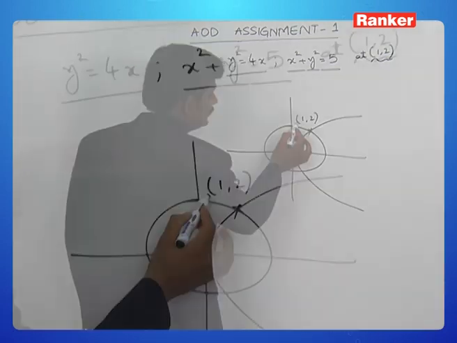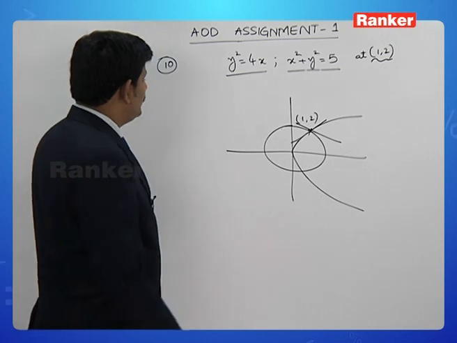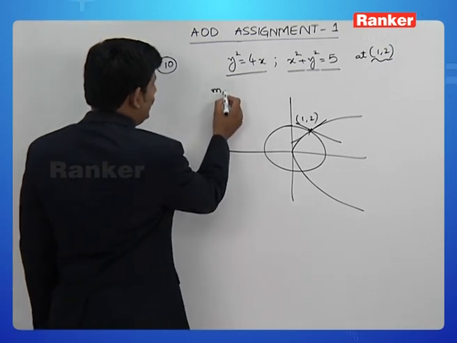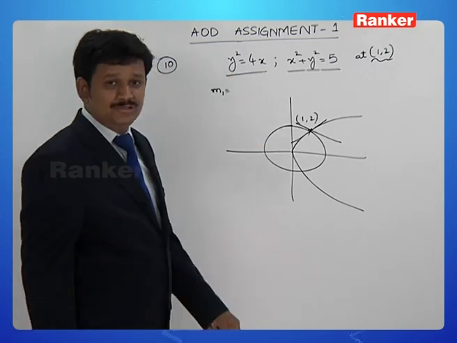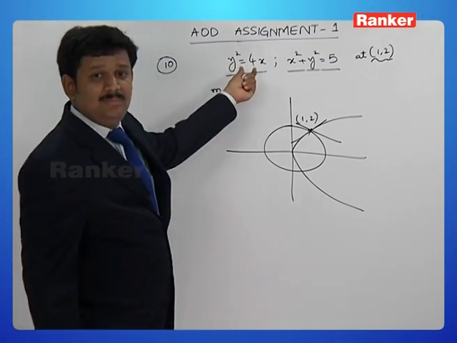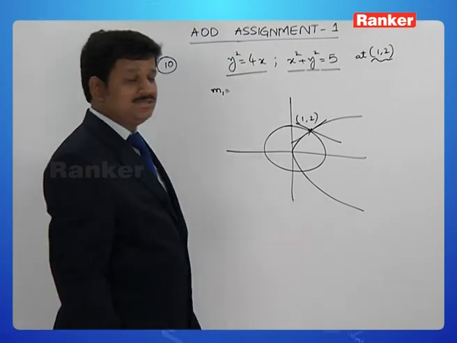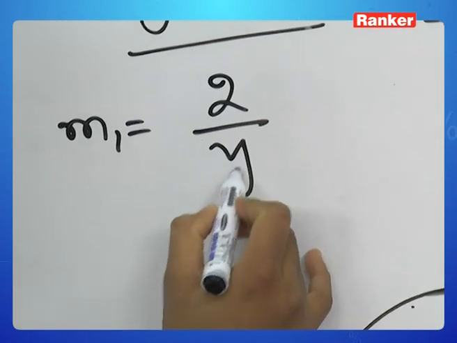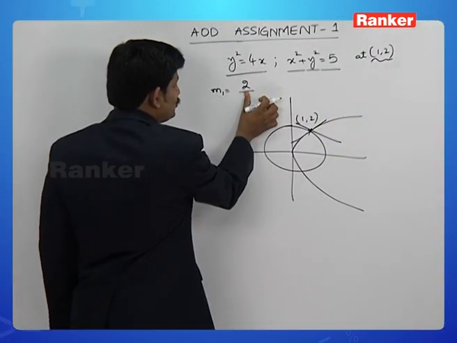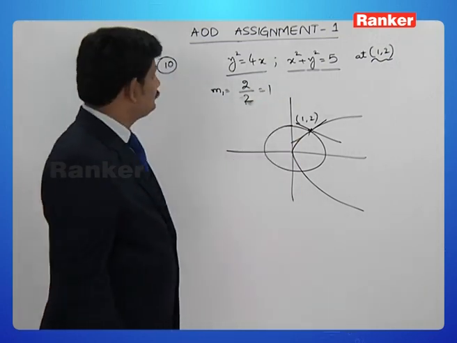The angle between the curves is given by the angle between the tangents. Let us find the slope of the tangent m1 for the first curve, y square is equal to 4x. Slope of the tangent is given by differentiation. Differentiate this curve. 2y dy by dx is equal to 4, or dy by dx is equal to 2 by y, and the y coordinate is 2.